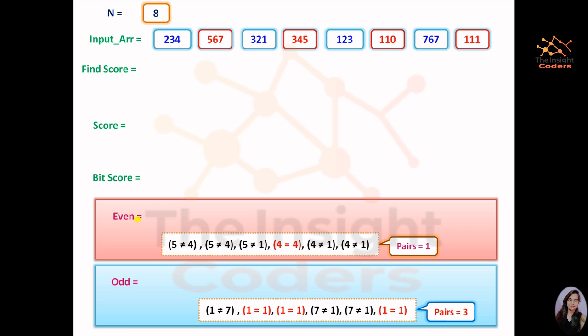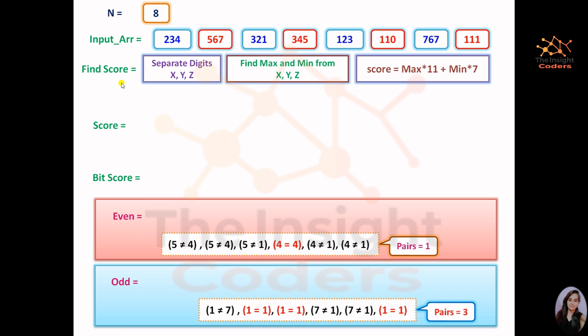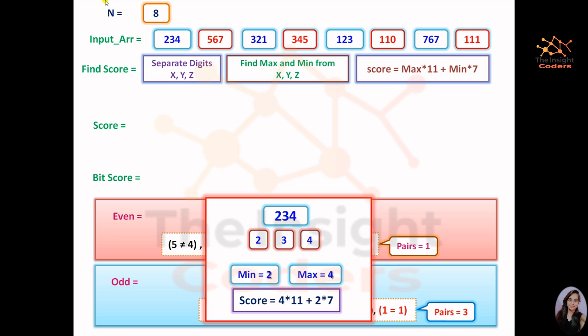So let's understand what actually the bit score is, and the steps to get to it. The very first step is to find the score, which consists of 3 steps. We separate the digits, find the maximum and minimum out of them, and finally find the score using the formula already given in the statement. Let's take the first number, 234. First we separate the digits: 2, 3 and 4. From these 3 digits we find the minimum and the maximum. The minimum is 2 and the maximum is 4.